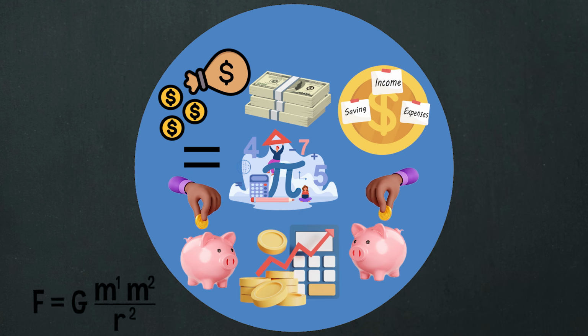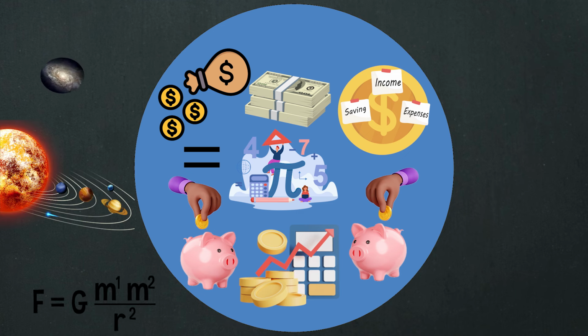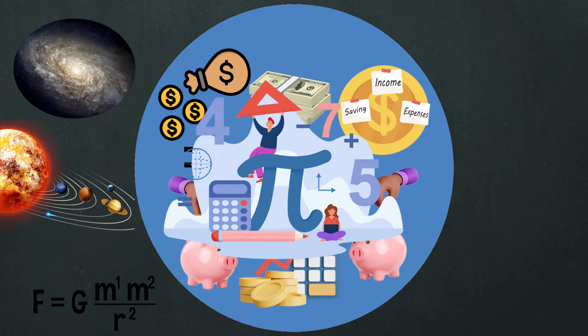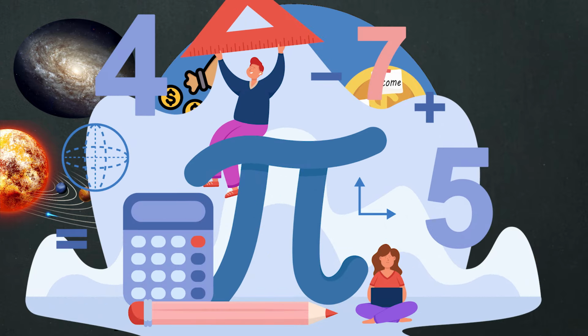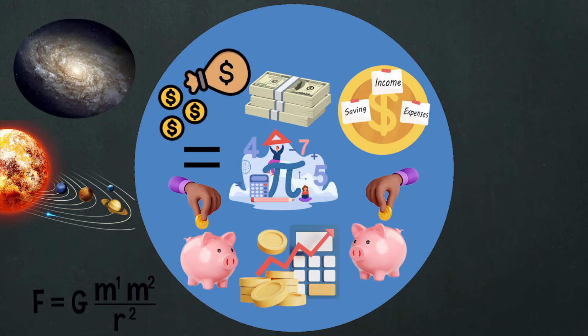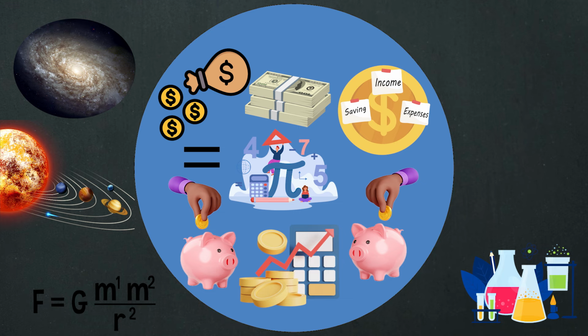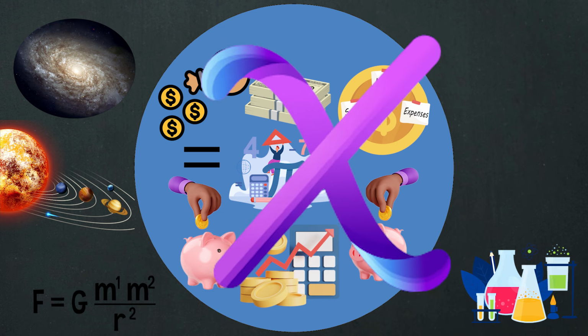Consider the equation for gravity, the movement of planets, or the expansion of galaxies. All of it can be expressed with algebra. It's no exaggeration to say that without algebra, modern science wouldn't exist. But algebra isn't just about finding x.